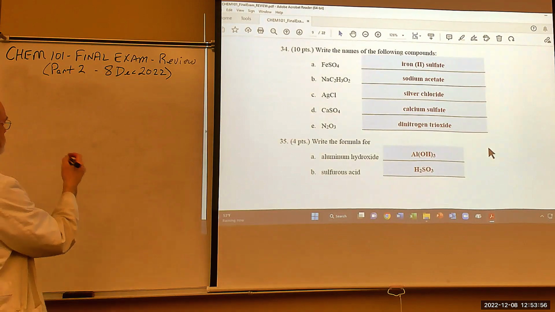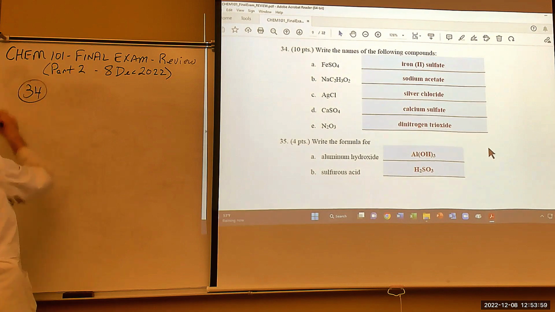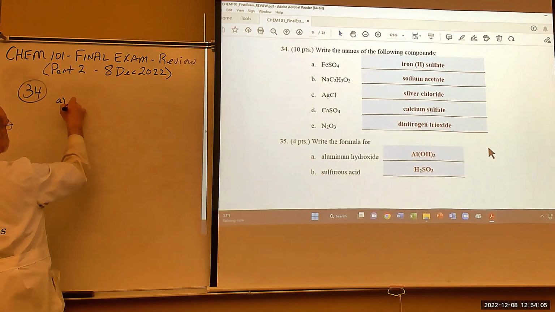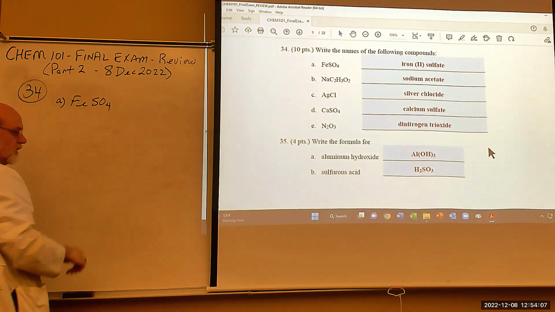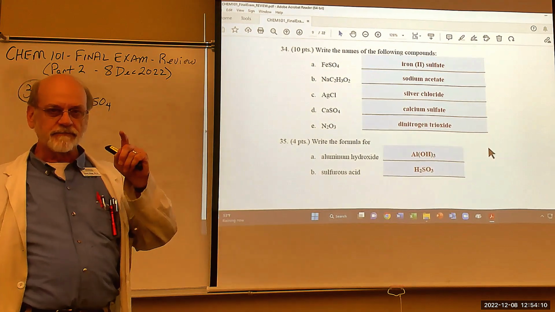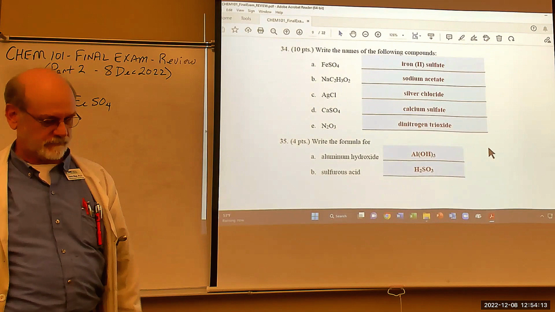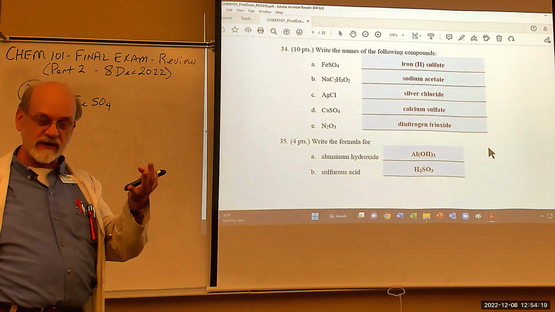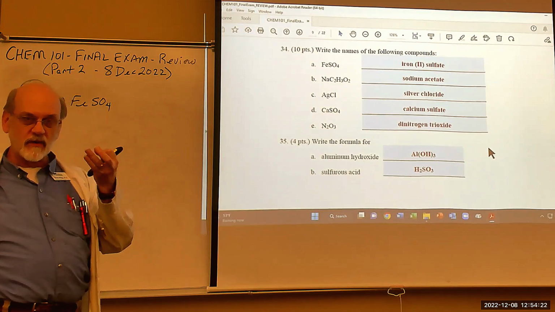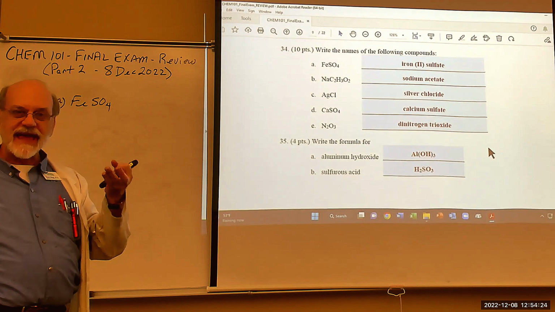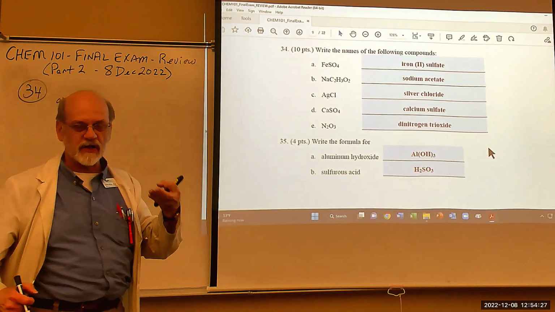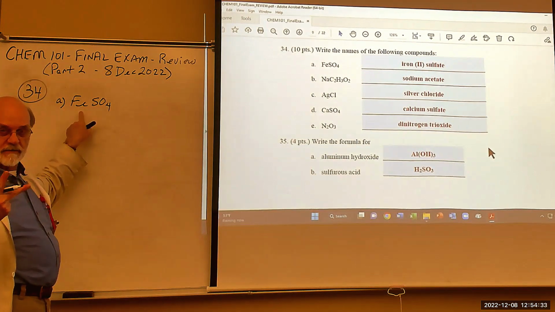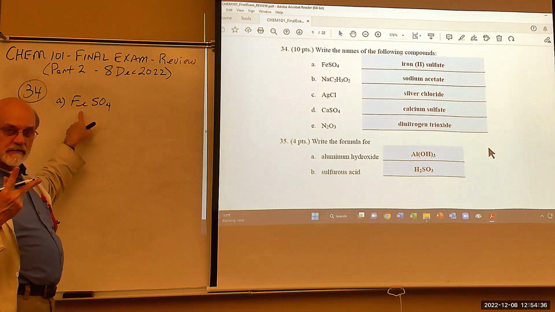How about 34? All right, this is nomenclature. FeSO4. First thing you ask yourself, when you see a formula that has to be named, what type is it? Is it a type 1, 2, or 3? If it's a type 1 or 2, then the cation position is occupied by a metal. Yes, it's a metal. It's a 1 or a 2. Break the tie between 1 and 2.